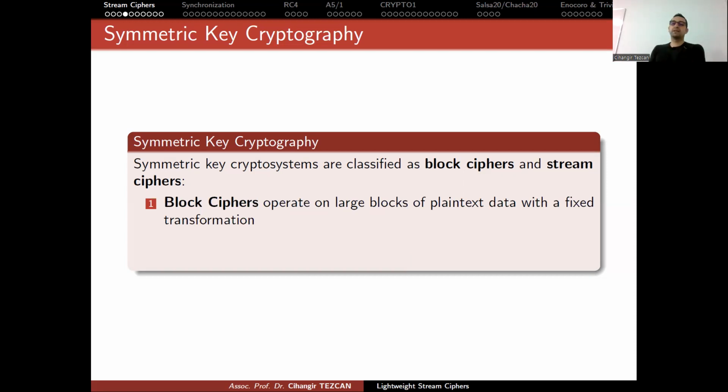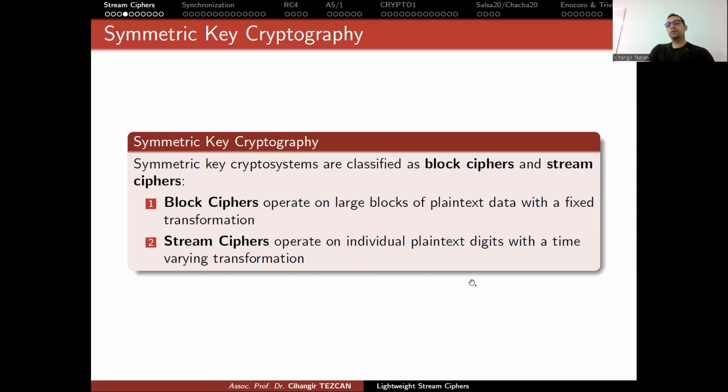Okay, the difference between a stream cipher and a block cipher is not that stream ciphers work on bits. Actually, there are many stream ciphers that work on blocks. The difference does not come from the way they handle data. Actually, the difference is that block ciphers have a fixed transformation working on blocks, but stream ciphers operate on individual plaintext digits, which can be as large as, again, 64 bits, with a time-varying transformation. Actually, stream ciphers have an internal state. This is why the output changes depending on time. Okay, so this is the main difference.